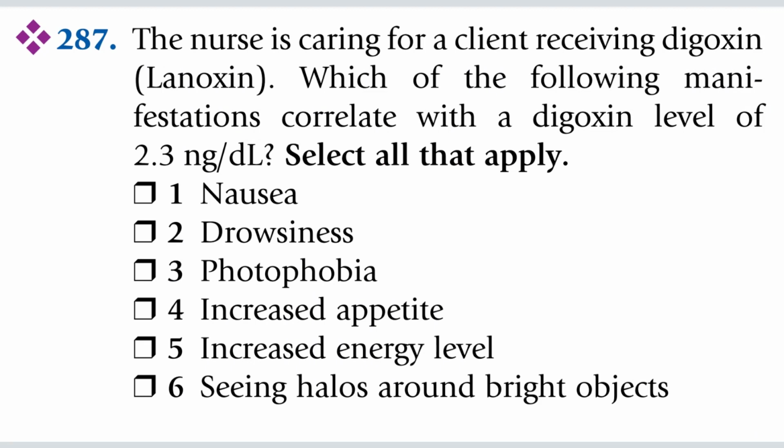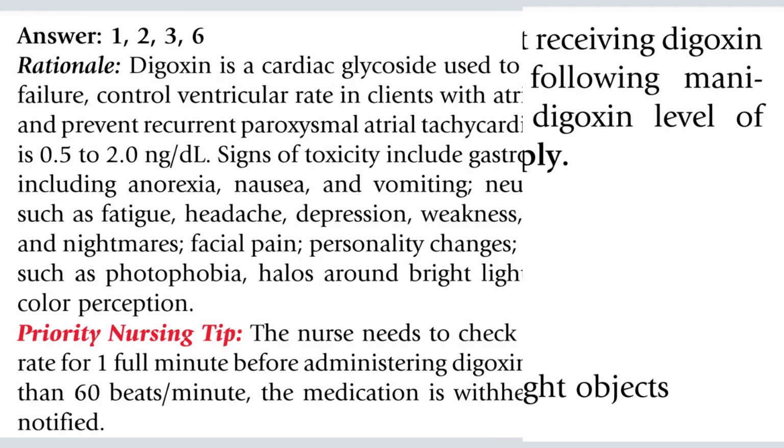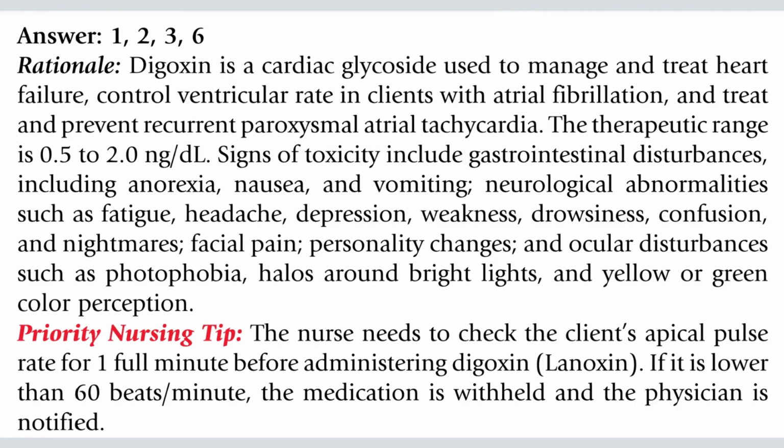287. The nurse is caring for a client receiving digoxin, Lanoxin. Which of the following manifestations correlate with a digoxin level of 2.3 nanograms/dl? Select all that apply. 1. Nausea. 2. Drowsiness. 3. Photophobia. 4. Increased appetite. 5. Increased energy level. 6. Seeing halos around bright objects. Answer: 1, 2, 3, 6.